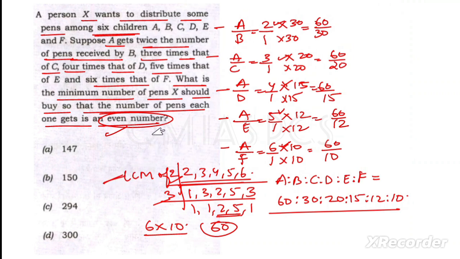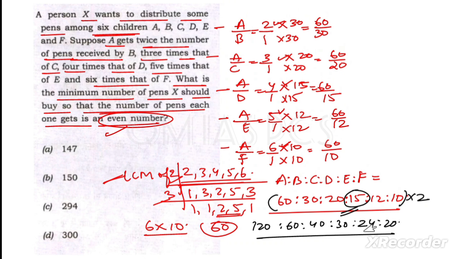So if you see this one, for A it is 60, for B it is 30, C 20, D is 15, E is 12, F is 10, but one number, that is for D, is 15. This is not an even number, this is an odd number. So to make it an even number, we have to multiply the complete proportion by 2, so it will be 120, 60, 40, 30, 24, 20. Is it clear? Now all numbers of pens are even numbers.